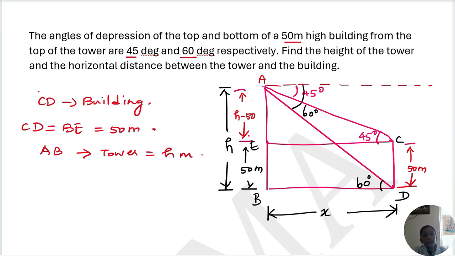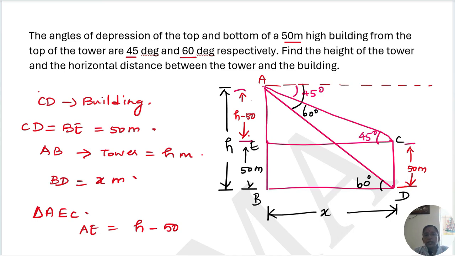So here it is the angle of depression. You have to mark your angles properly by taking alternate interior angles. So BD is the distance between the tower and the building. In this case, let us take X. So BD is equal to X meters. So now you have to consider your triangle AEC. So in this triangle, AE value is equal to AB minus 50, so H minus 50 meters.